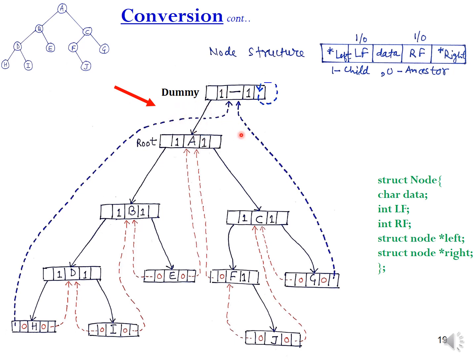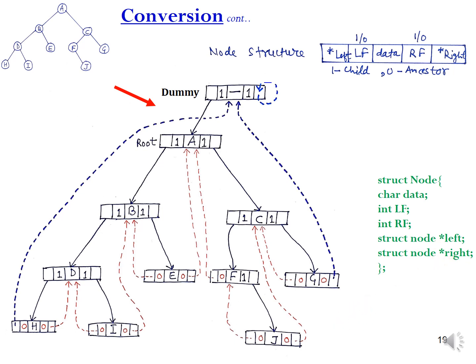One important node which is added here is the dummy node. And this is the structure of the node. We can make a structure for this. This is char data, int left flag, int right flag, and then the left pointer and the right pointer.